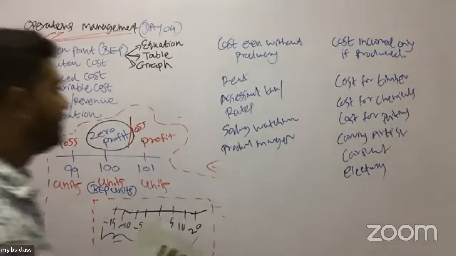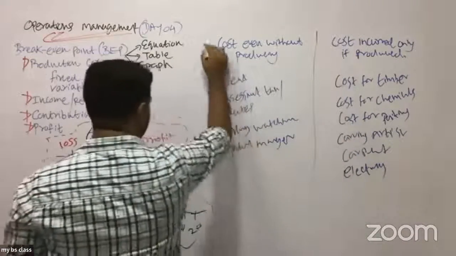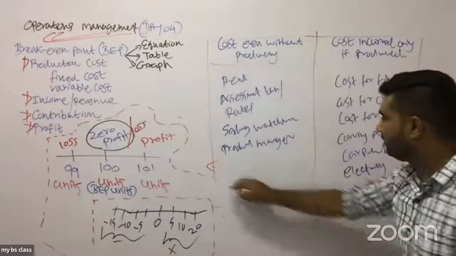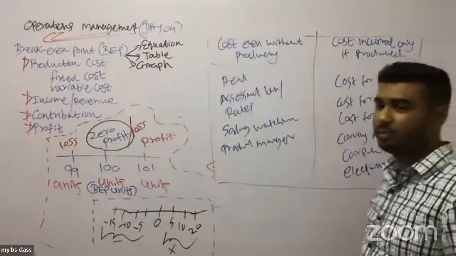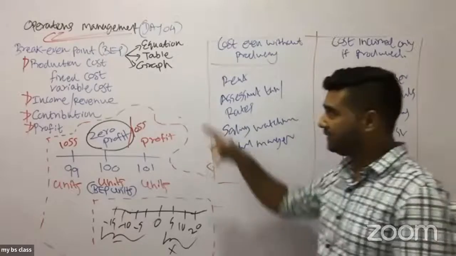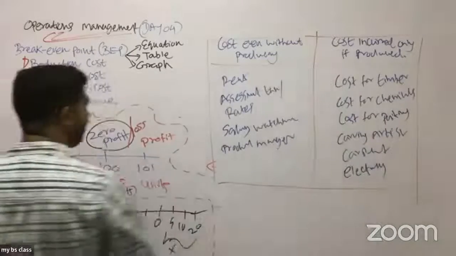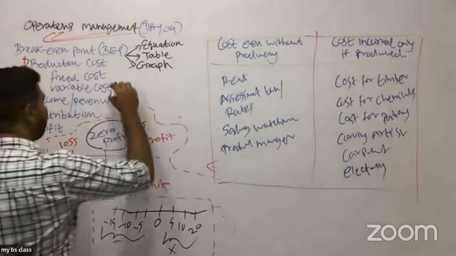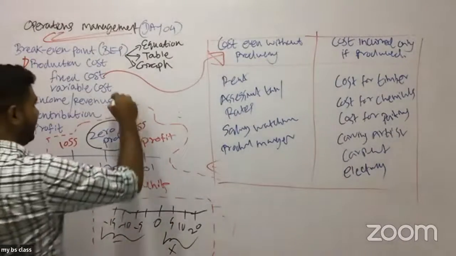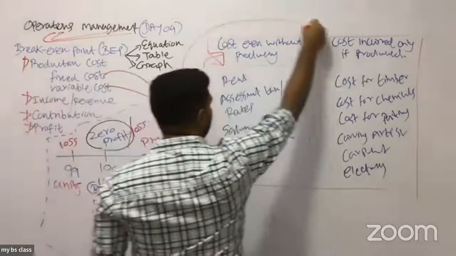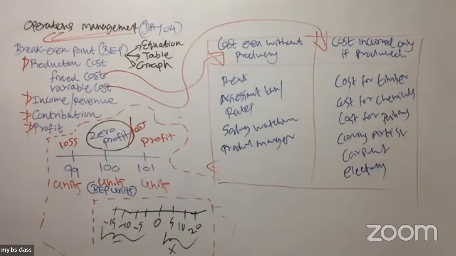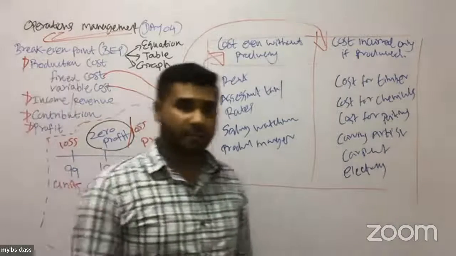Shall we quickly complete this part? Right, now the point is, we can't always tell the cost even without producing; some cost is only incurred when there's a production. The two names for these are fixed cost and variable cost. We say the cost even without producing is known as the fixed cost. And variable is where the cost is incurred only if production happens. So those are the two types of cost.